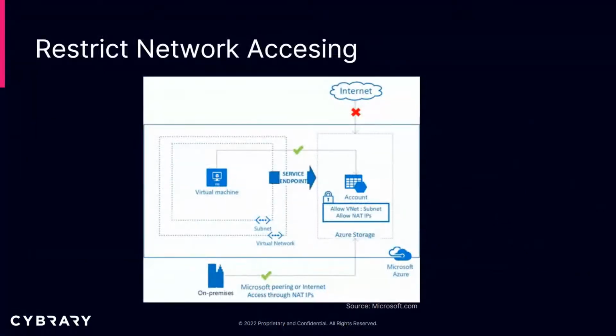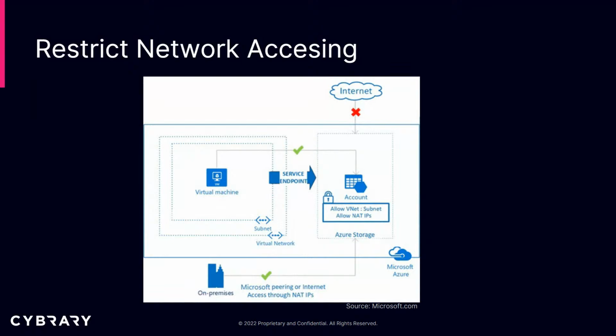So we talked about SAS. Now let's look at restricting network access, using this diagram. You can use your virtual network service endpoints to provide direct access to your Azure storage. Service endpoint will enable you to use private IP addresses in the VNet to reach a service endpoint. A public IP address is not needed for this purpose.